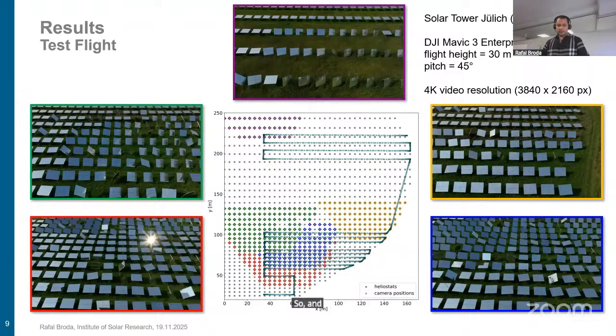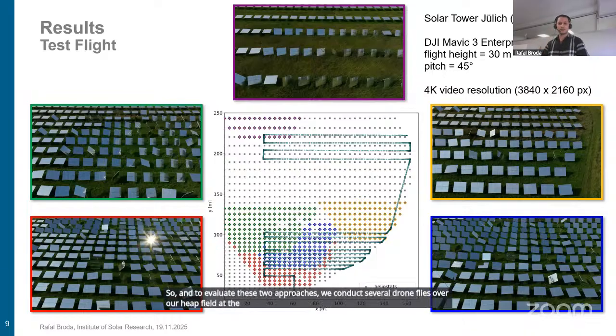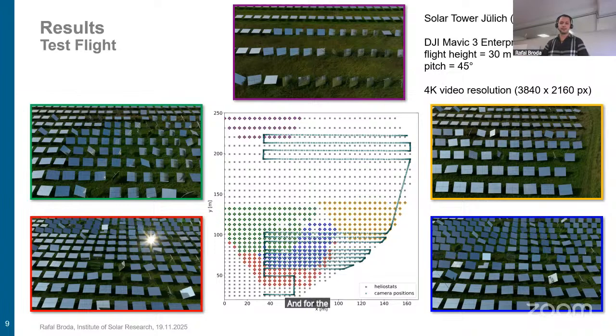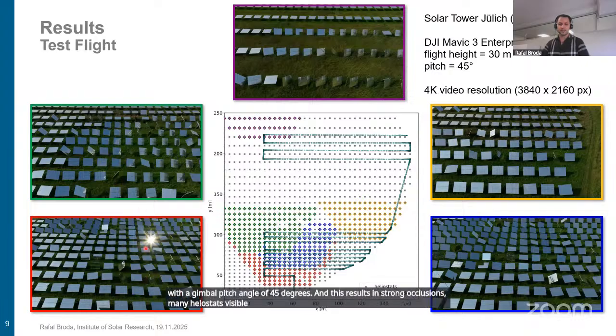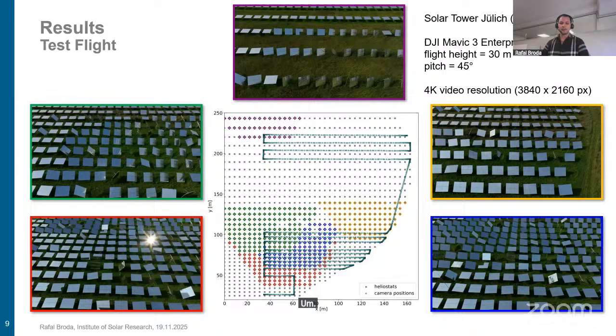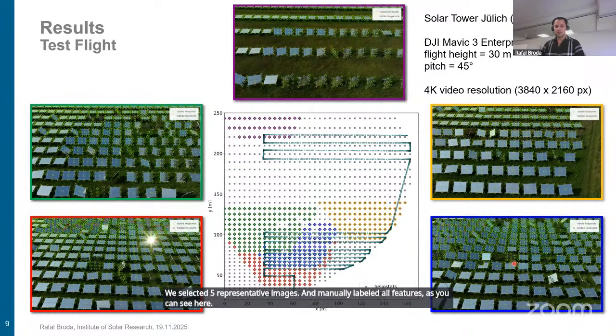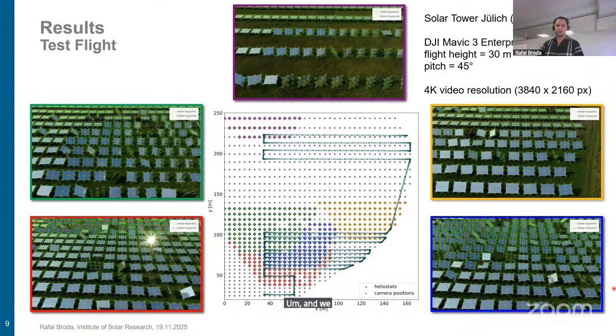To evaluate these two approaches, we conducted several drone flights over our heliostat field at the Solar Tower Jülich plant. For the test case shown here, we selected a particularly challenging flight, captured at a height of 30 meters with a gimbal pitch angle of 45 degrees. This results in strong occlusions, many heliostats visible per frame, and reflections, which makes it a realistic but demanding scenario. From this meander flight, which is shown here, we selected 5 representative images and manually labeled all features, as you can see here. We use these features to evaluate how well our methods detect heliostat features under real-world conditions.